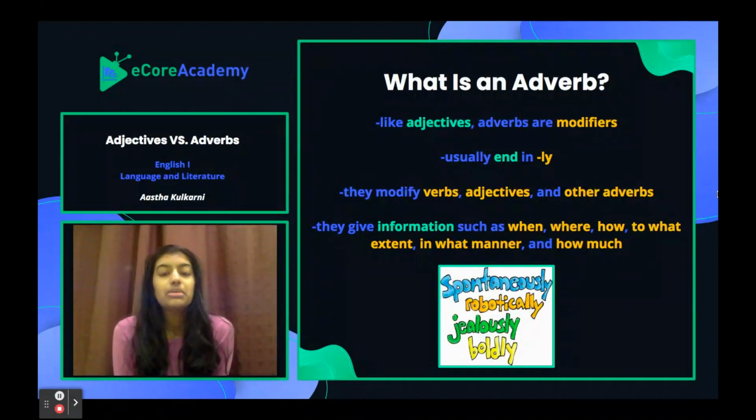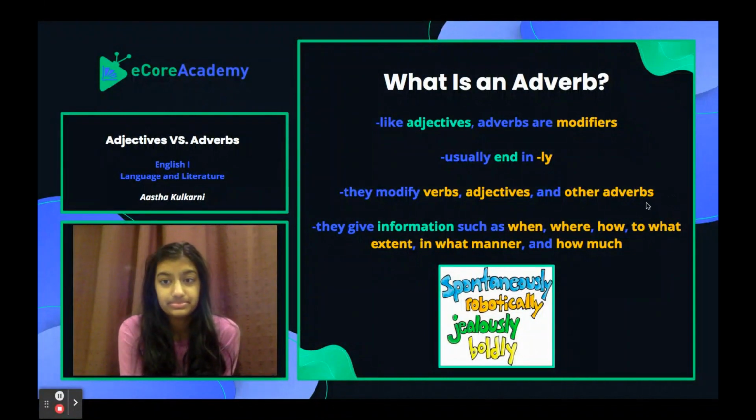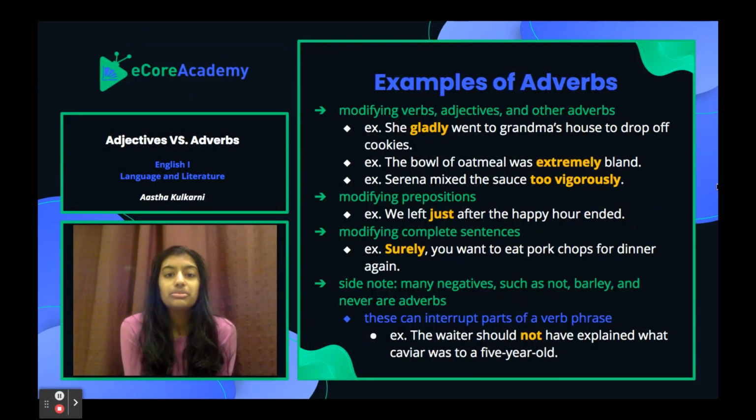And then here we just have a couple examples: spontaneously, robotically, jealously, and boldly. We have, I think, four examples. Again, the first one is just about the placement. So the first example, gladly is modifying the verb, which is "went." So, "She gladly went to grandma's house to drop off the cookie." Gladly modifying the verb, which is "went."